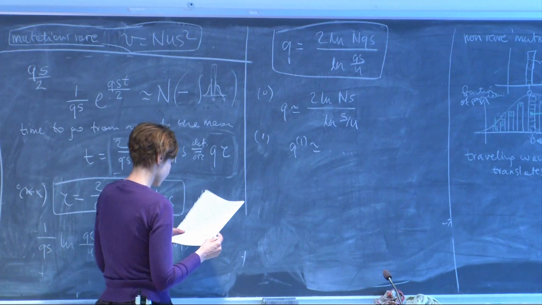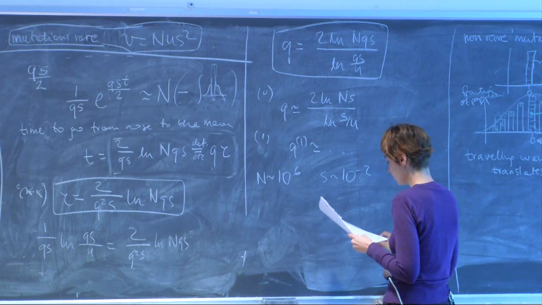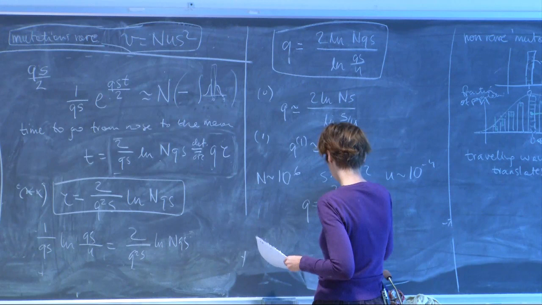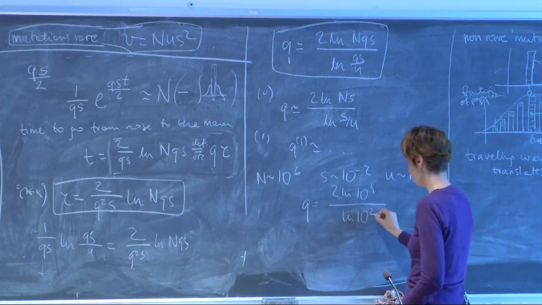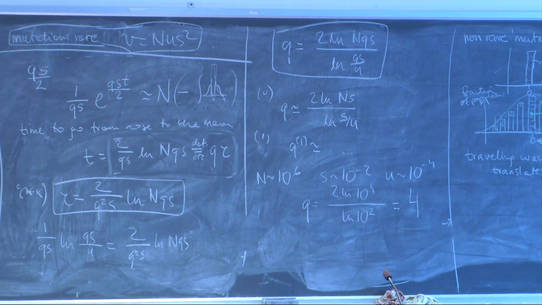And if we look at the in-lab E. coli population of N to the 6 with S to 10 to the minus 2 and U 10 to the minus 4, that gives us a Q of 2 log 10 to the 4 over log 10 squared, which is 4. And I don't actually know if I have it, but 4 is a pretty good estimate for what goes on in the yeast in the lab.